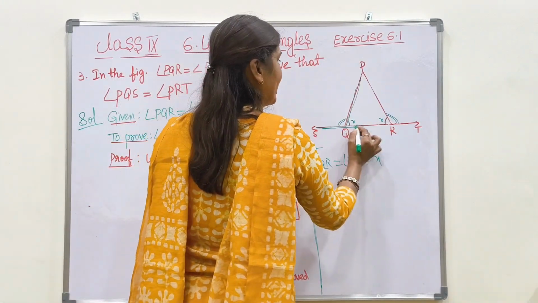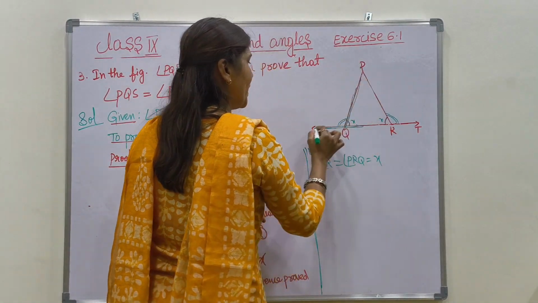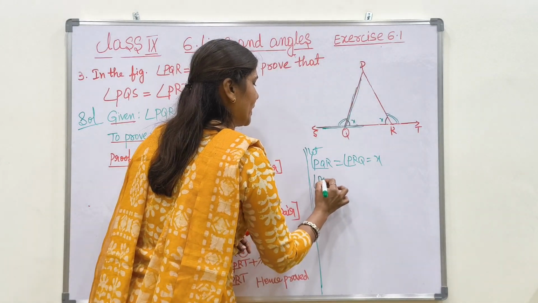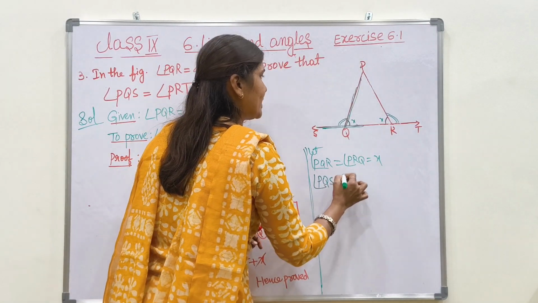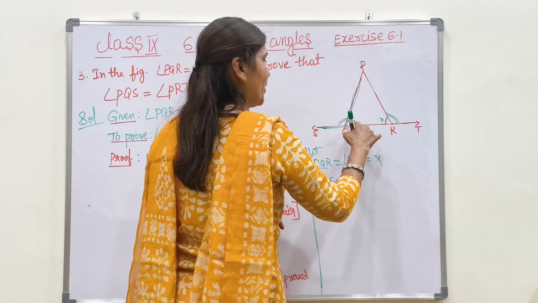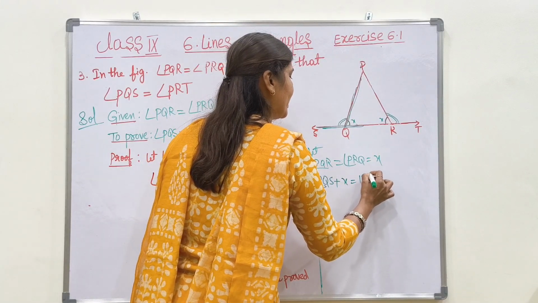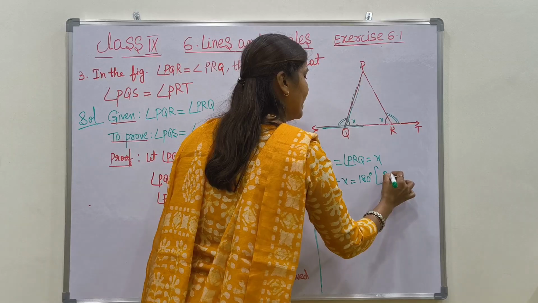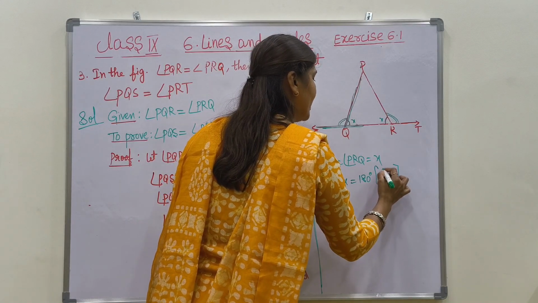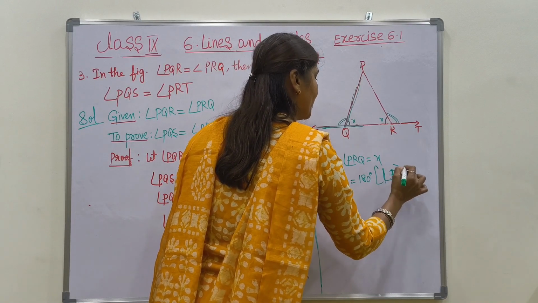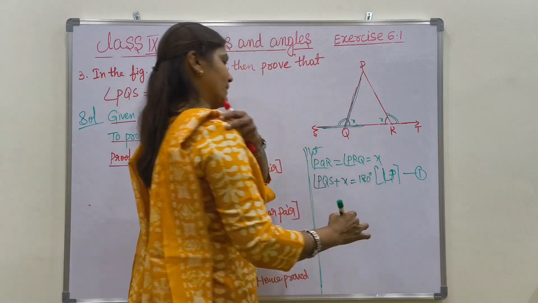So, now here I am taking the linear pair. PQS, try to understand better. PQS plus PQR, PQR we are taking as X, is equal to how much degrees? 180 degrees. What is the reason? Linear pair. Sorry, linear pair you can write it. This is the first equation.